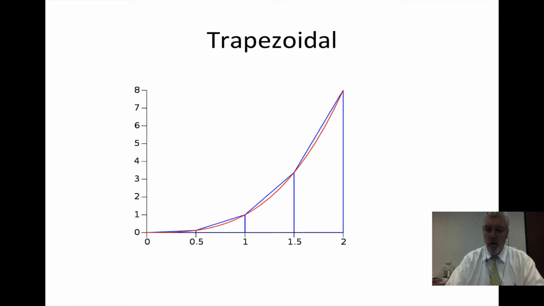So that's one idea. It's called the trapezoidal rule. It's very easy to do. You just have to evaluate the function at the endpoints and average.